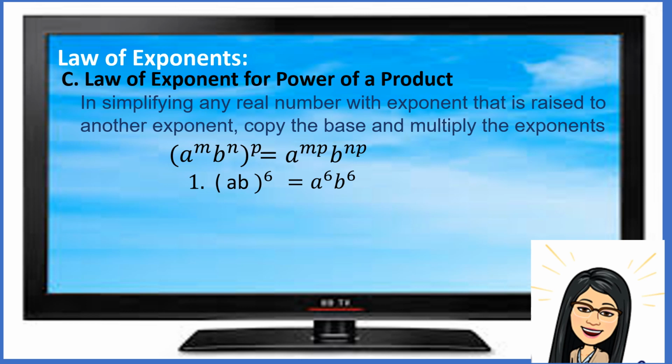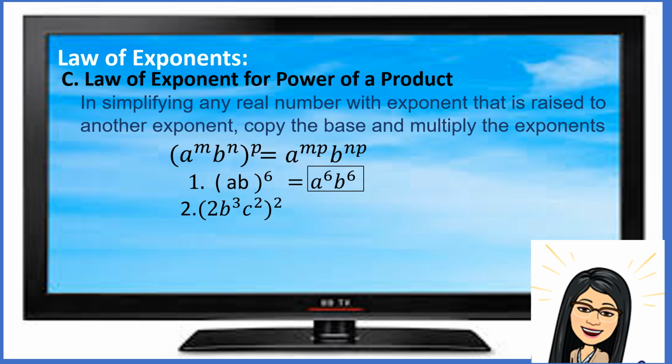So, a is raised to 1 times 6 and b is raised to 1 times 6 also. So, we have a raised to 6, b raised to 6, and this is the simplest form. In our second example, the product of 2b cubed c squared is raised to 2, or is squared. Let us show you in detailed process.